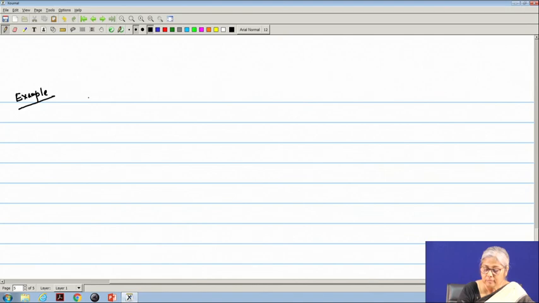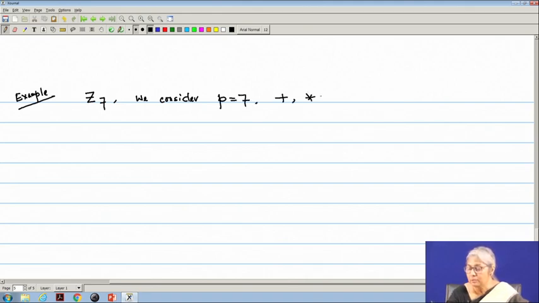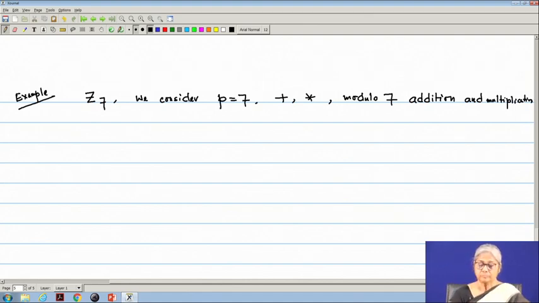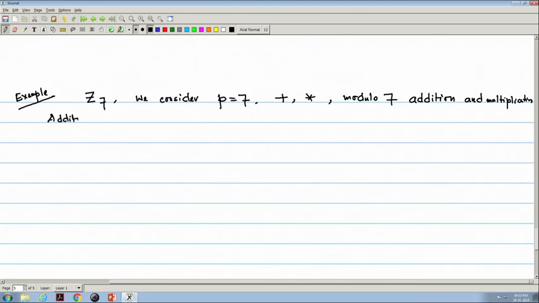Now we take one example, where we take Z7, that means we consider p equal to 7, and the plus and star we give as modulo 7 addition and multiplication. Now, if we tabulate the addition modulo 7, we first see the addition modulo 7.